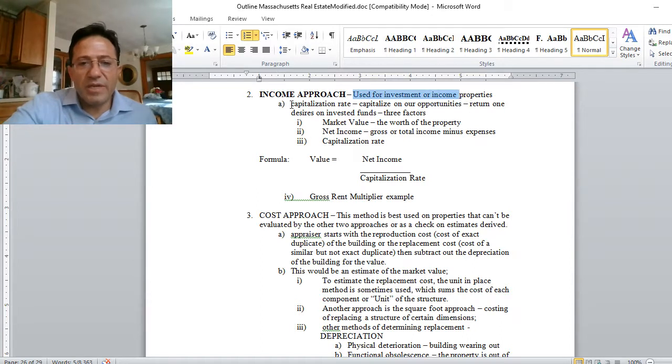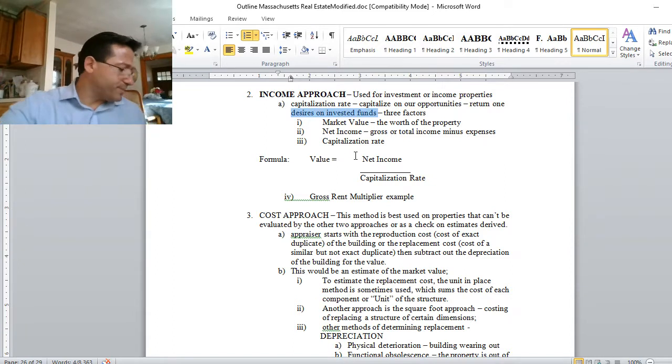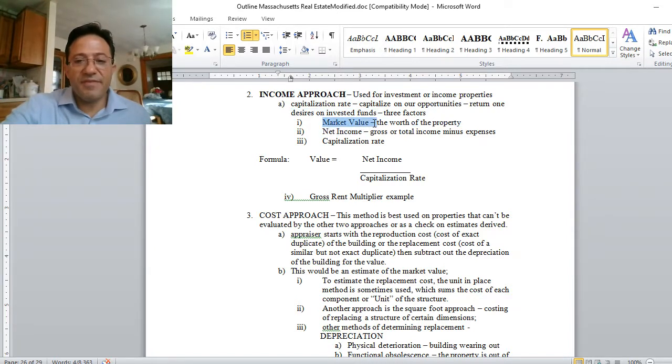And one of the things that we look at when we're trying to set that is the capitalization rate. And we capitalize on our opportunities, the return one desires on invested funds, okay? It's the return a person wants on their investments, okay? And so with the income approach, there are some factors that we look at. There is the market value. There's three factors, right? The worth of the property.